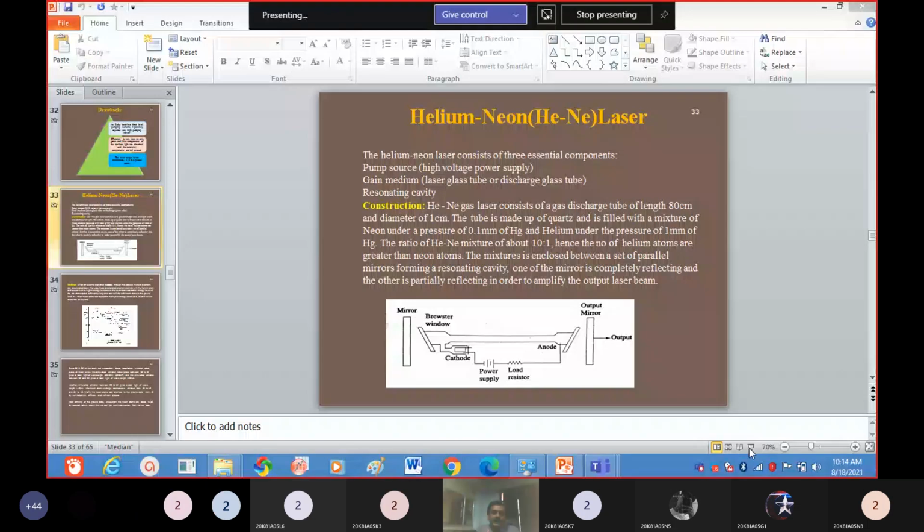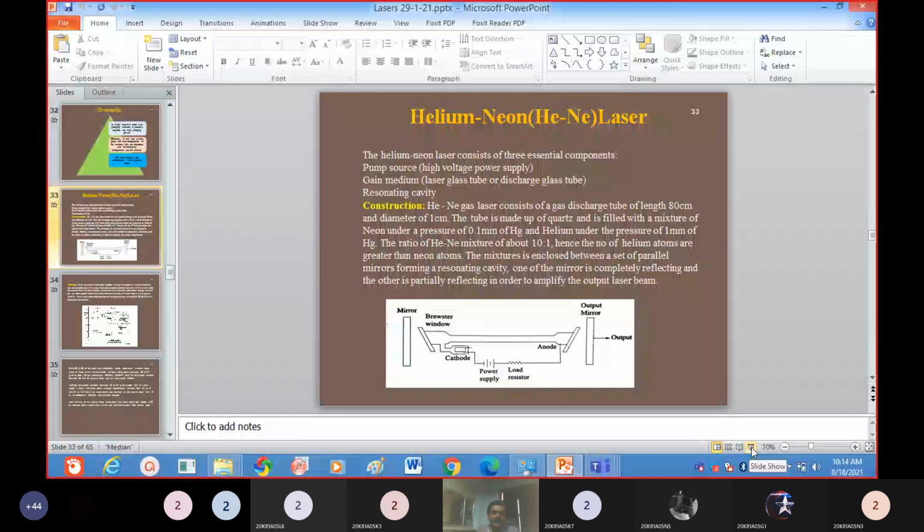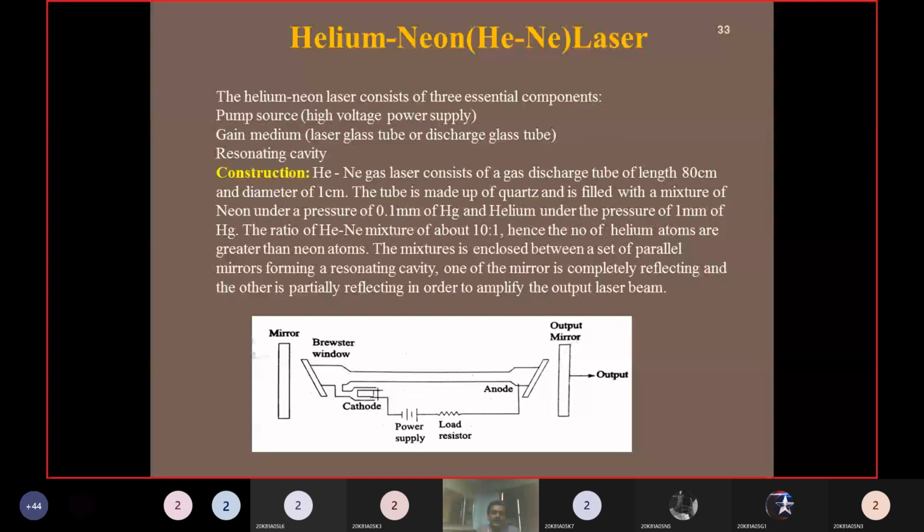Okay, so today we will discuss the helium-neon laser. The helium-neon laser is also a gas laser, but it is a continuous laser. Previously we discussed the ruby laser, which is a discontinuous laser. Now we are discussing the helium-neon laser. This is a gas laser and it is a continuous laser.